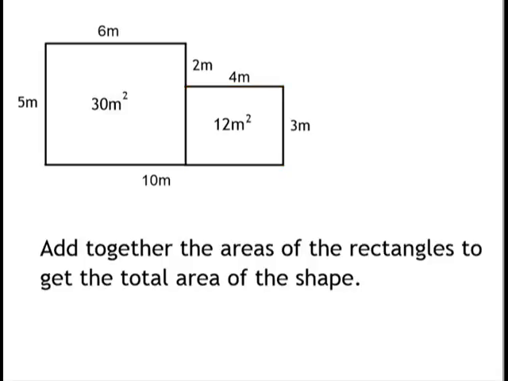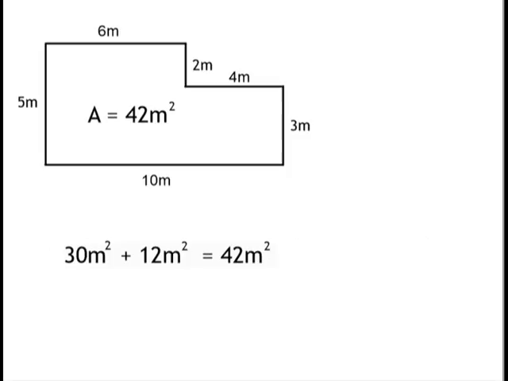Now if I add together the areas of the rectangles, I get the area of the total shape. So 30 metres squared plus 12 metres squared equals 42 metres squared. So back to my original question, the area of my compound shape is 42 metres squared.